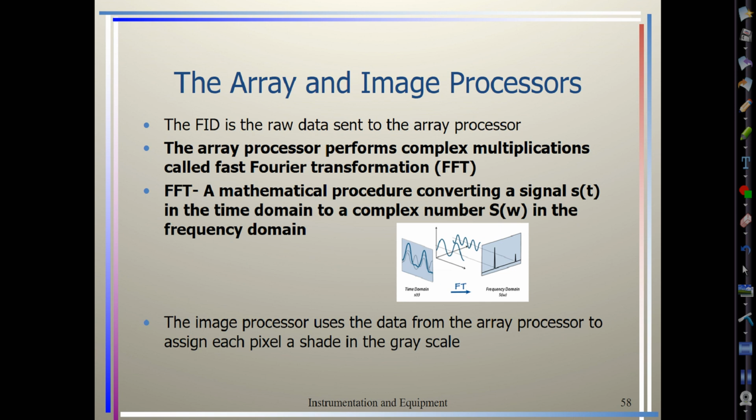And then our array and imaging processors. So that free induction decay that's coming across, that's what we call raw data. Raw data that will be sent to the array processor. We don't need to know what these complex mathematics are going on in this fast Fourier transformation. But just know that the fast Fourier transformation is happening within that array processor.